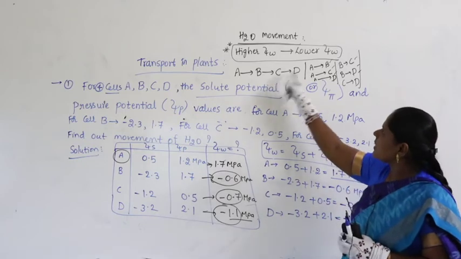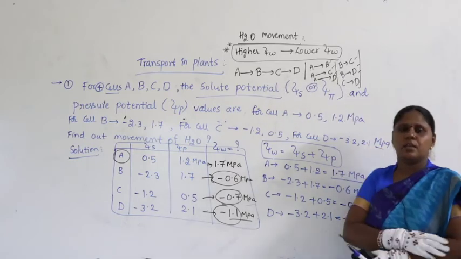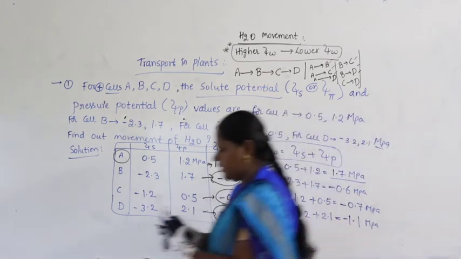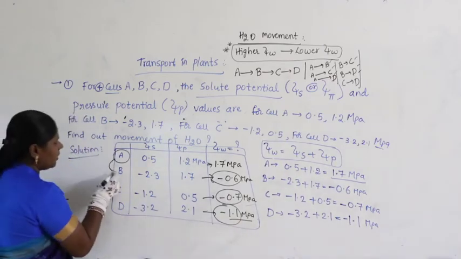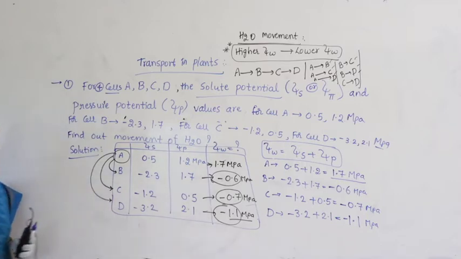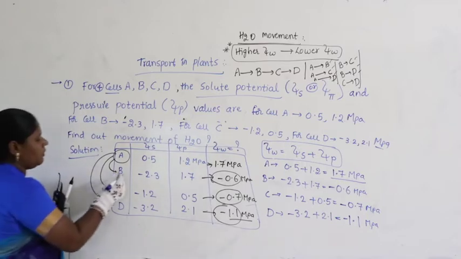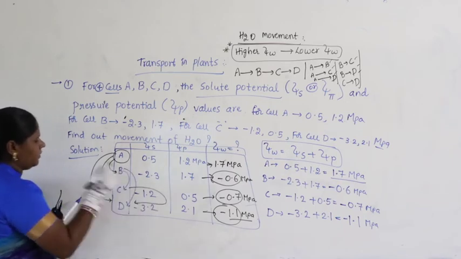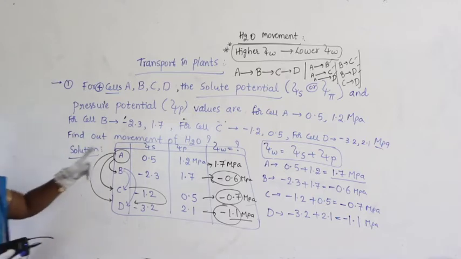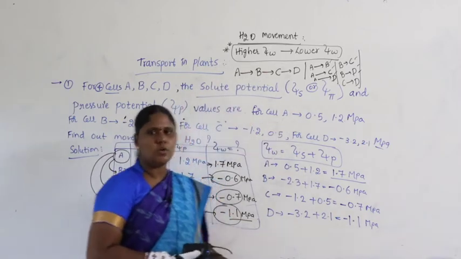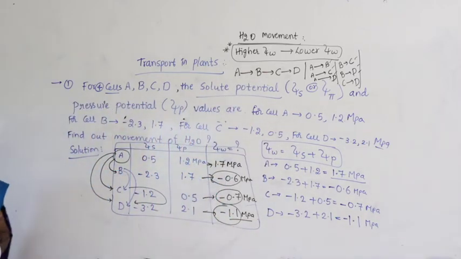Except for these, if any of these options are given, then you will get the option as all the above. Why? Because the movement may happen. If you take the cells like this, from here to here movement happens, from here to here movement happens. Similarly, higher to lower, B to C and B to D. Similarly, we also find C to D. That is why, according to the water potential values, remember the water movement occurs from higher water potential to lower water potential, right. Accordingly we have to take this into consideration.